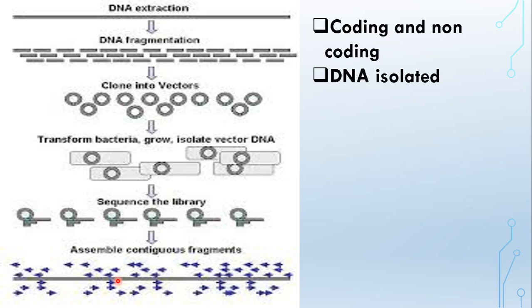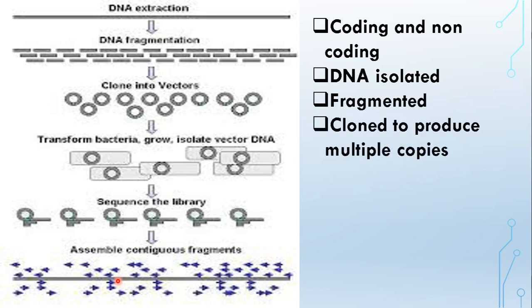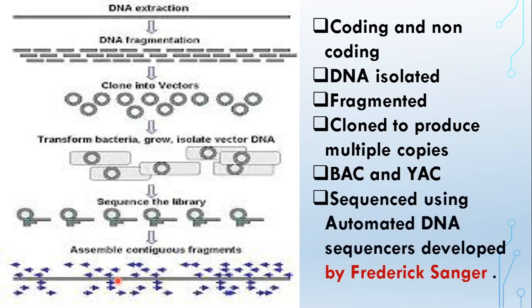The steps we repeat here. DNA is isolated, it is fragmented using endonuclease, and it is cloned to produce multiple copies. Usually the two commonly used hosts were bacterial artificial chromosomes and yeast artificial chromosomes, into which the human DNA was inserted. Then finally, it was sequenced using automated DNA sequencers which were developed by Frederick Sanger.